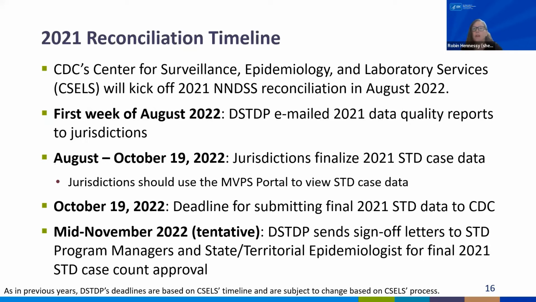From August through October 19, jurisdictions will finalize their 2021 STD case data, and they should be using the MVPS portal to view STD case data. October 19th is the final closeout date for submitting 2021 STD case data to CDC. So please mark that date in your calendar. This is tentative, but in mid-November, DSTDP hopes to send the sign-off letters for jurisdictions to sign off and finalize their case numbers. Next slide.